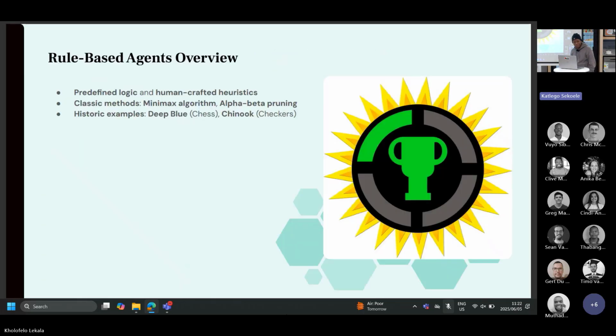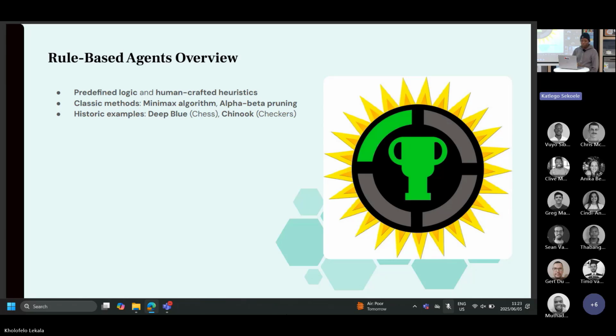The second overview is for rule-based agents. With rule-based agents, you pre-program the knowledge for the game, maybe using logical statements or heuristic functions, which tell it that if you are in this type of situation, do this; if you are in a certain other type of situation, do the other thing. The problem with this one is that the function is created by a human, so it's only limited by that human's potential knowledge of the game.